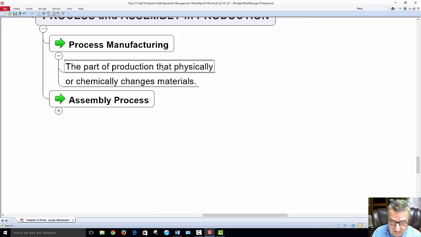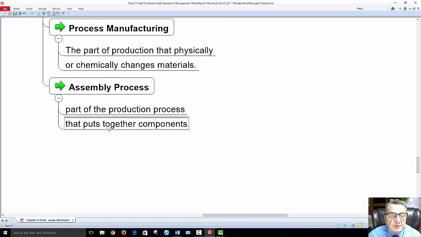In a restaurant, I have the eggs, and they put the oil or butter or whatever, and they're changing it to scrambled eggs or egg omelets, whatever. All right, so that's the process manufacturer. The assembly manufacturer is part of the production process that puts it together.